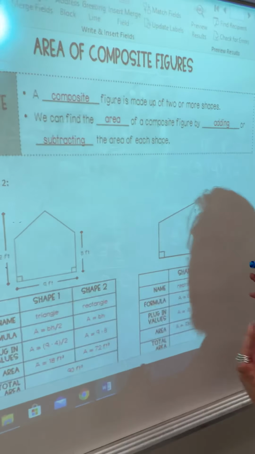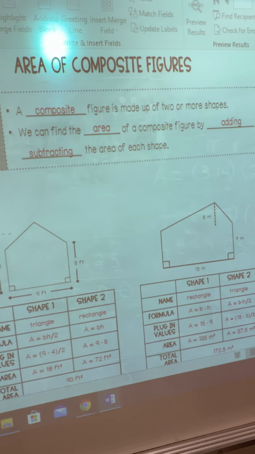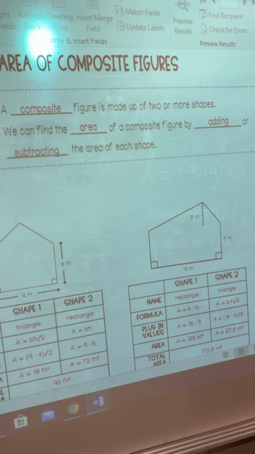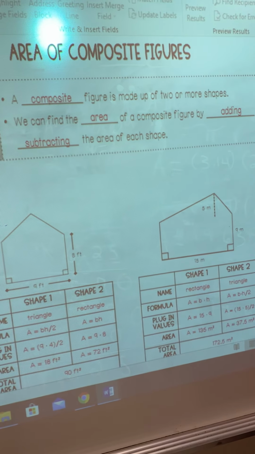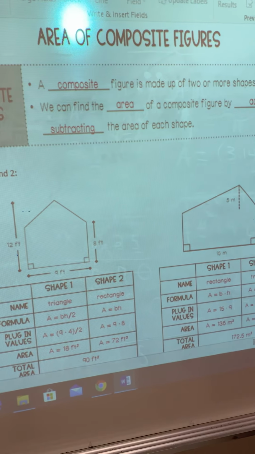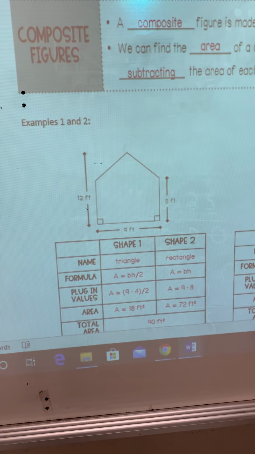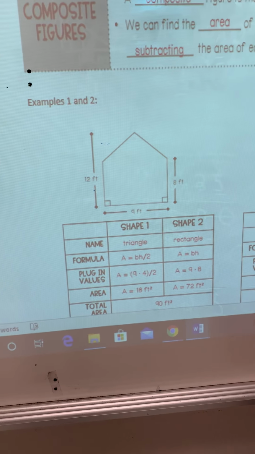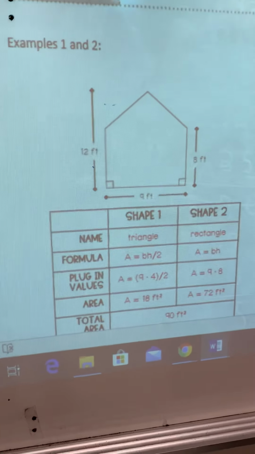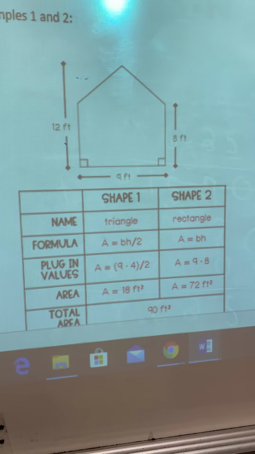Composite figures are, as it says, you can see it right here, made up of two or more shapes. And remember, they're two-dimensional flat shapes. So we can find the area of a composite figure by adding or subtracting the area of each shape, just to reiterate that. It's important for you to have your formula chart out so that you remember the formulas of each shape that you are looking at. As we look at the first one here, these are straight from your notes. We want to make the notes as easy as possible to understand.